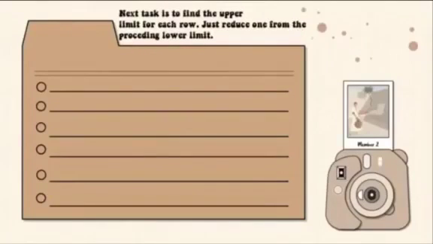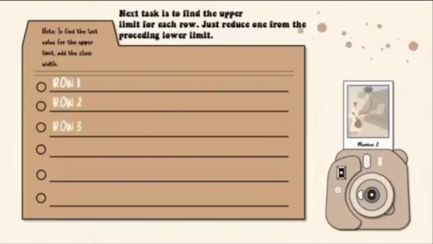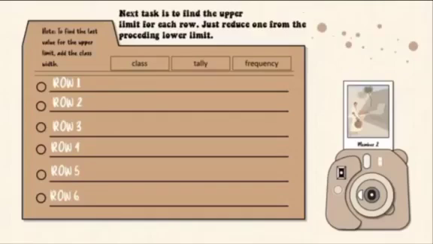Next task is to find the upper limit for each row. Just reduce 1 from the succeeding lower limit. We have row 1, row 2, row 3, row 4, row 5, and row 6. So, in row 1, the succeeding lower limit is 10. So, 10 minus 1 is equal to 9. So, 9 is our upper limit in row 1. In row 2, the succeeding lower limit is 15. So, 15 minus 1 is equal to 14. 14 is our upper limit in row 2.